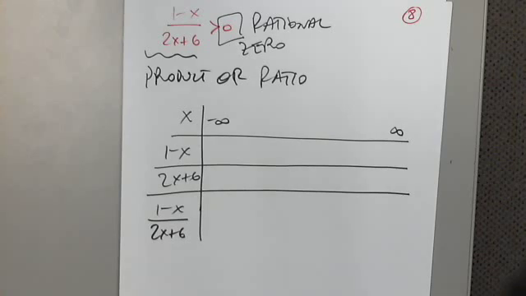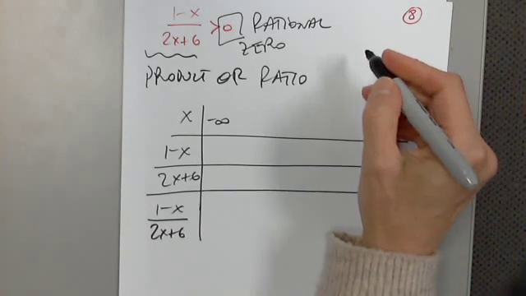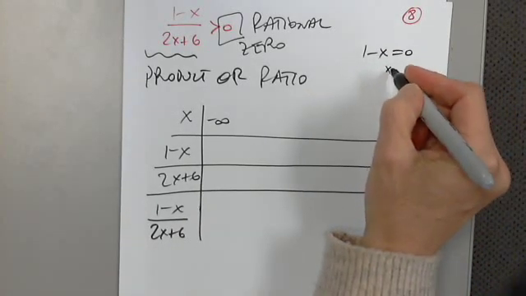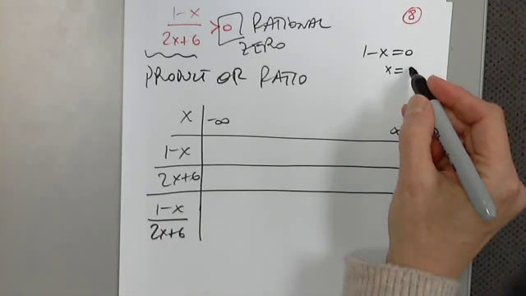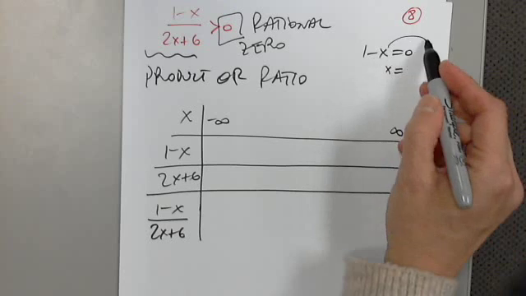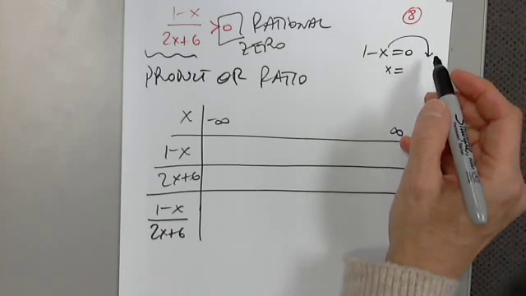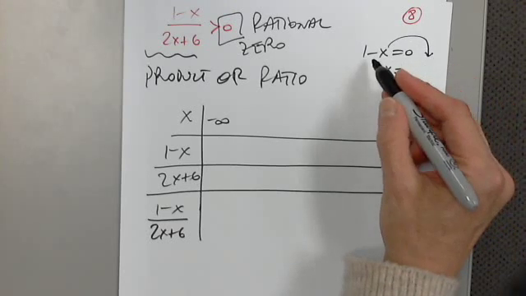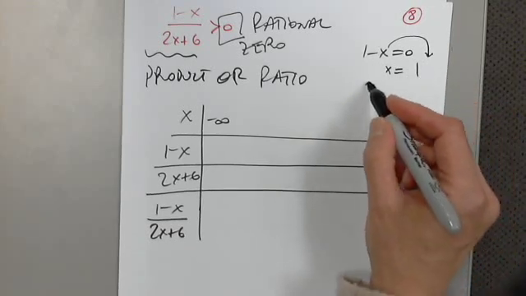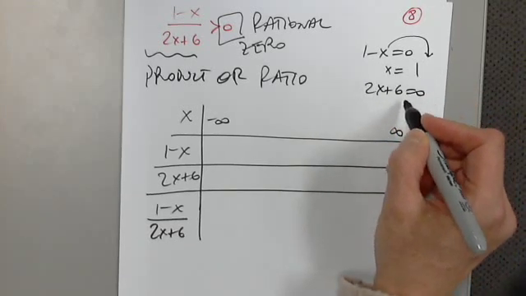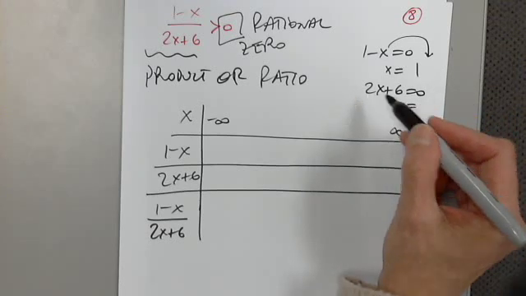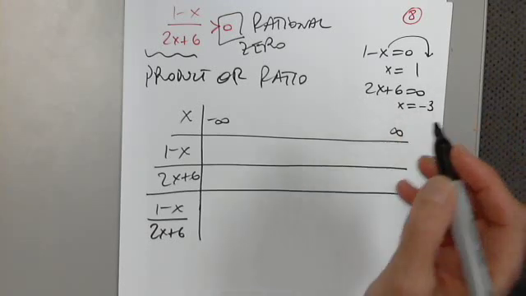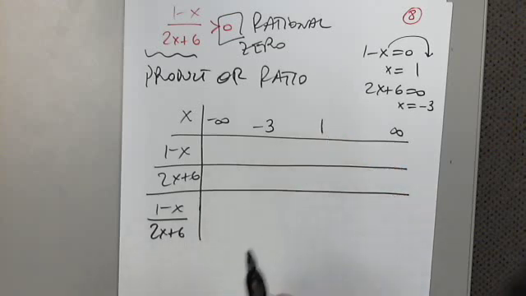Correct. Awesome. Yes. So I have 1 minus x equals 0. What do I get for x? I move negative x to the other side, becomes x. So x equals 1. Very good. And then 2x plus 6 equals 0. X equals, move 6, it becomes negative, and divide by 2. Very good. And you have to put them in the correct order. Negative 3 and then 1.